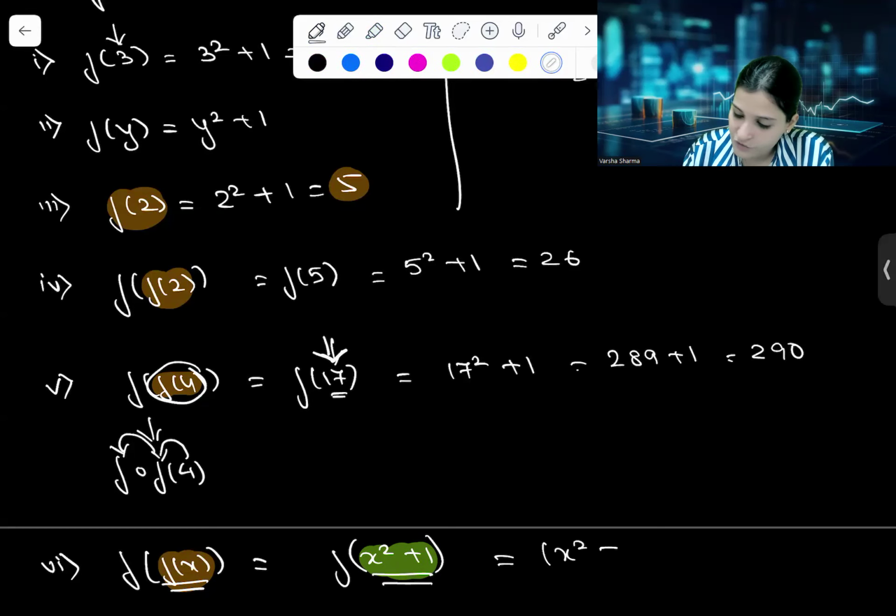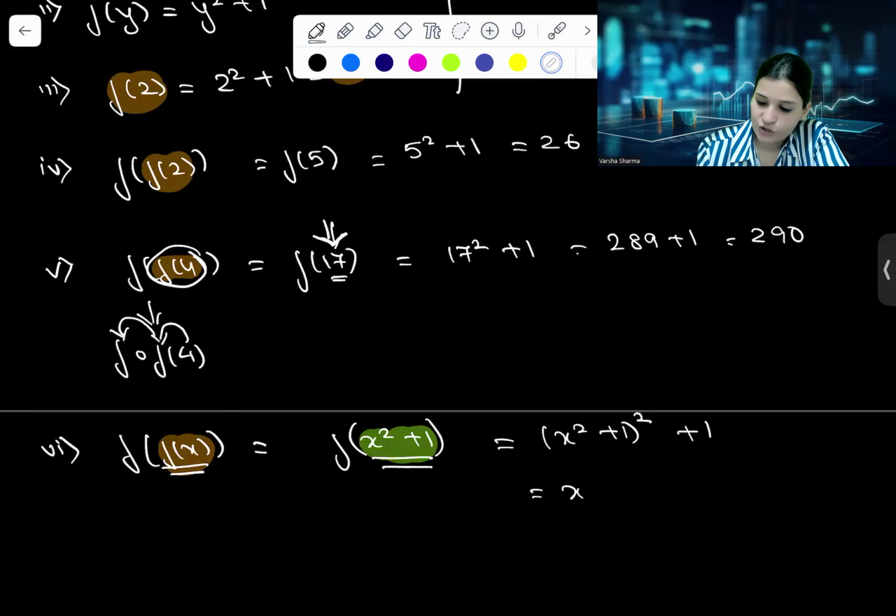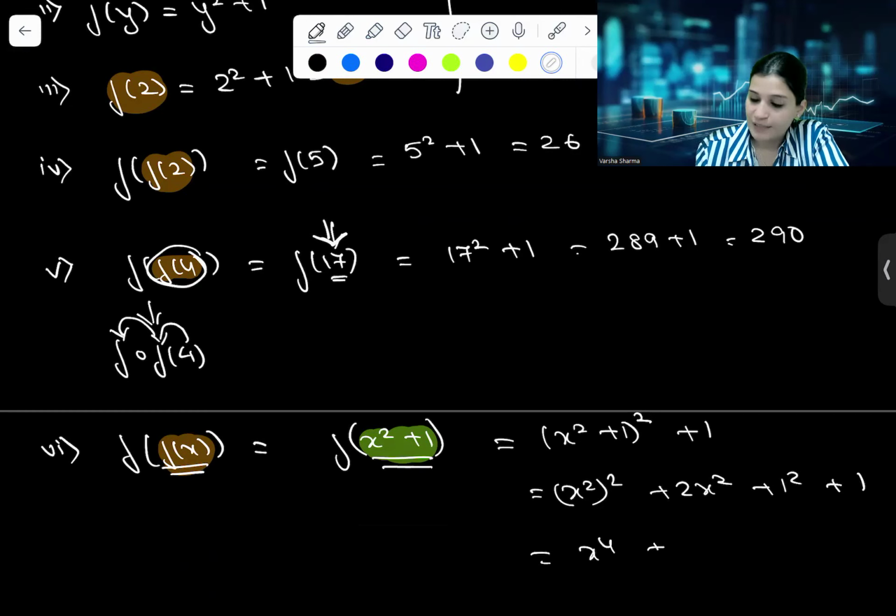So it would be square of this term plus 1. Using a square plus 2ab plus b square, x to the power 2 squared gives x power 4, plus 2x square plus 1, plus this. So x power 4 plus 2x square plus 2. Done?